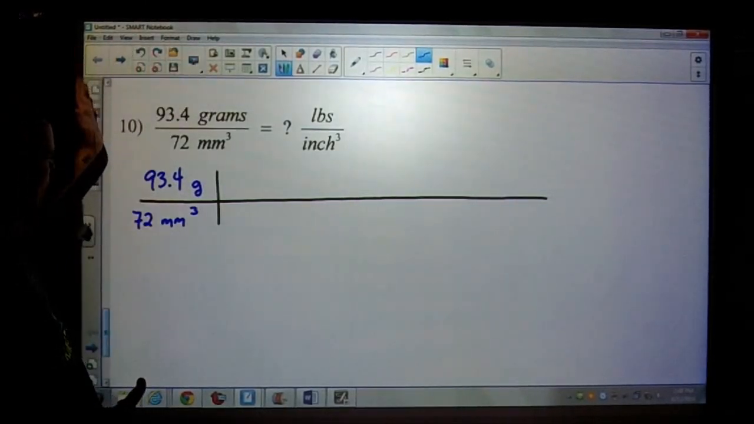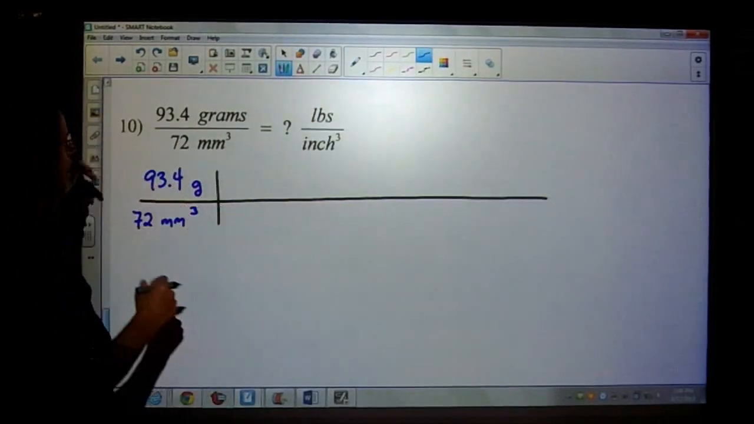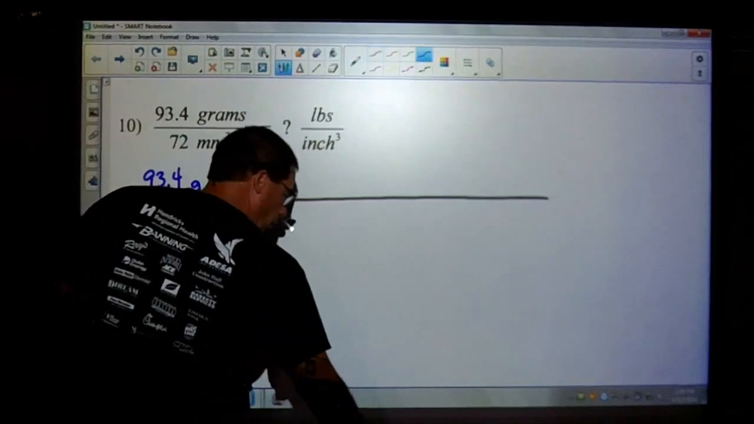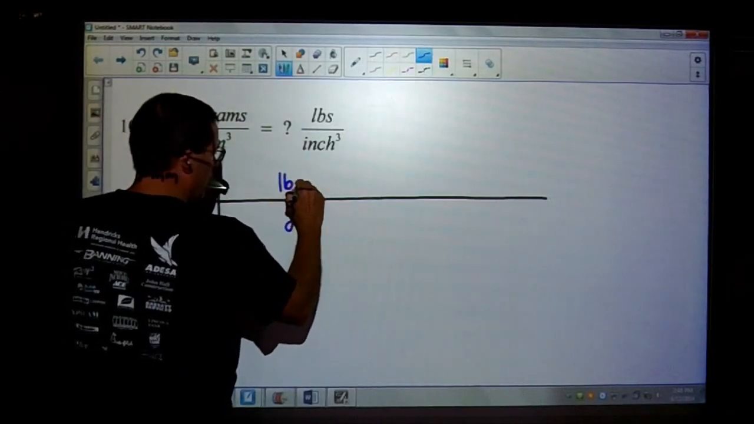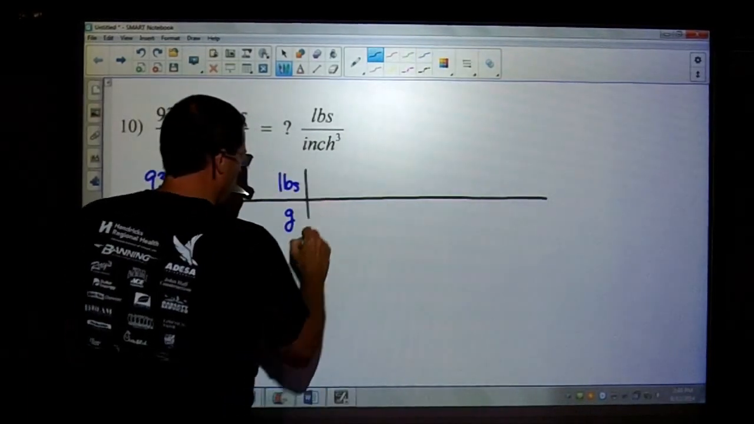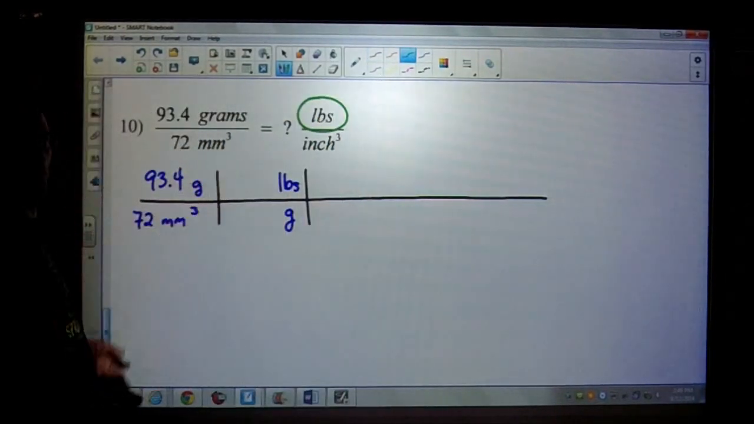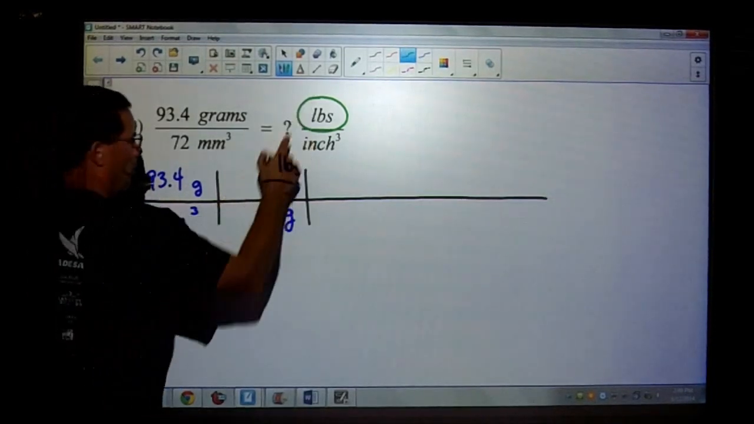Doesn't matter which one you start with, but I will tell you that grams to pounds is rather easy because we have 1 pound equals 454 grams. So I know that's going to be a one-stepper. So move your grams, put our pounds right there. That's an easy conversion, so we're done with the pounds. But if you wanted to start with the millimeters and go to inches, no problem, it's okay. So we have our pounds out of the way.